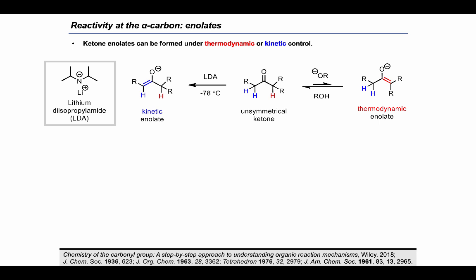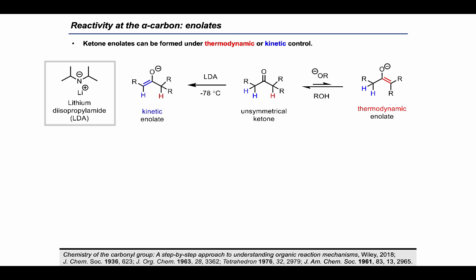Treatment of a ketone with an alkoxide base can be used to access the so-called thermodynamic enolate. To achieve formation of the less thermodynamically stable enolate under kinetic control, rapid deprotonation at the less hindered position, shown in blue, is required. This can be achieved using a very strong bulky base such as lithium diisopropyl amide, or LDA, at low temperature. This slows the rate of deprotonation at the more substituted position to the point where only the less substituted enolate forms. This is referred to as the kinetic enolate.